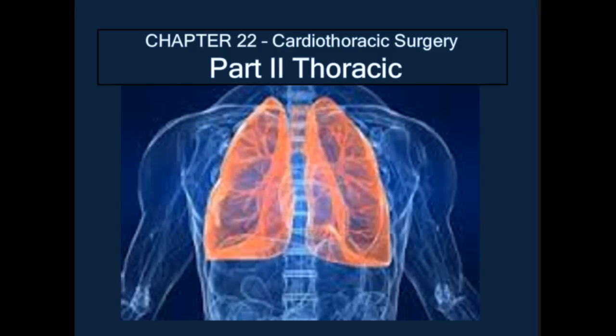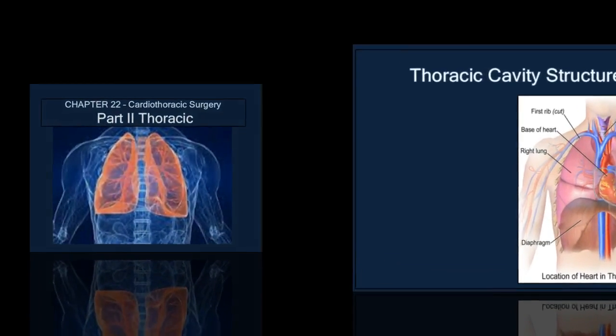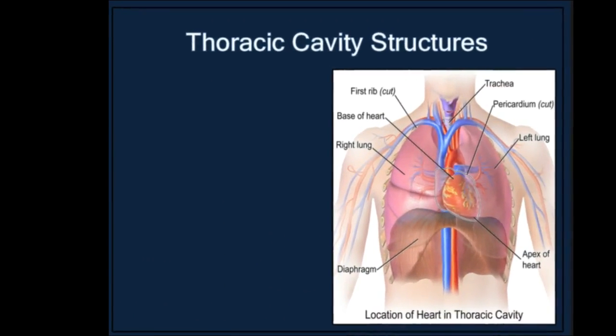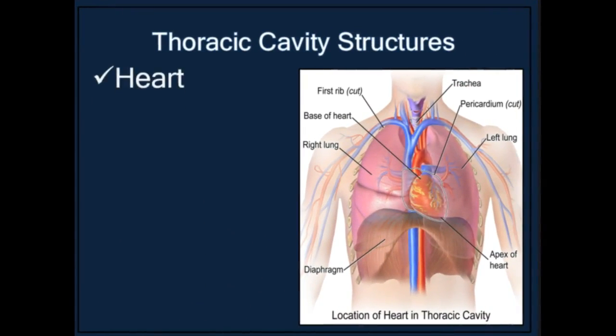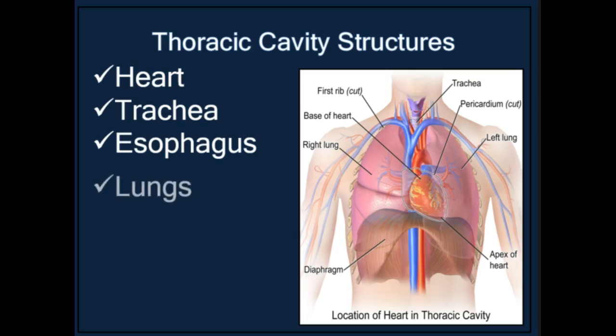The second part of our series on cardiothoracic surgery deals with the thoracic cavity and the respiratory system. In this video, we will review the anatomy involved. Major structures of the thoracic cavity are the heart and its great vessels, trachea, esophagus, lungs, and the bronchial tree.